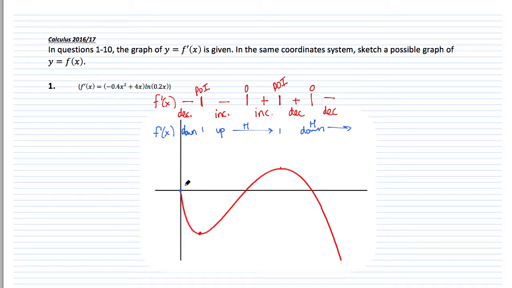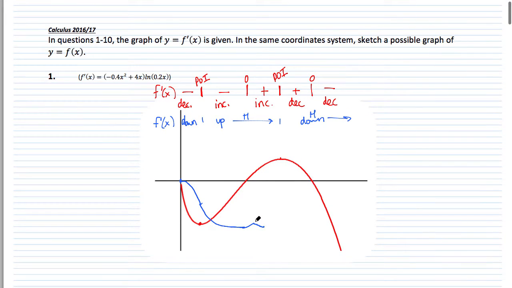So what does that mean? That means that I'm going down like this. Then at this point of inflection, it changes to concave up, but it is still decreasing all the way to this 0, where it's horizontal for a moment. Then it is still concave up, but it is now increasing, so it has a positive slope. Increasing with a positive slope.